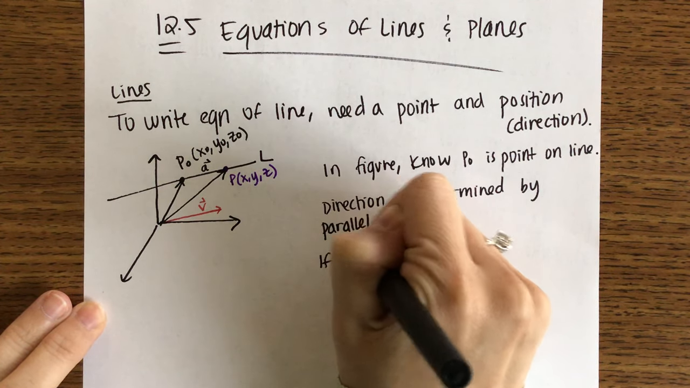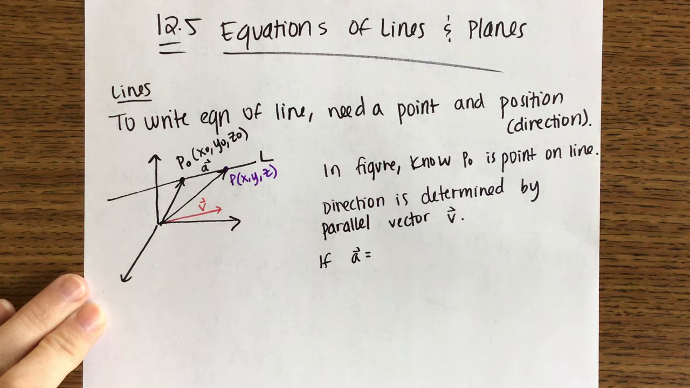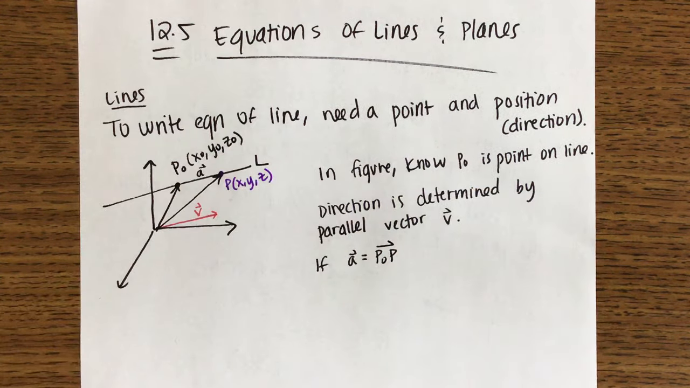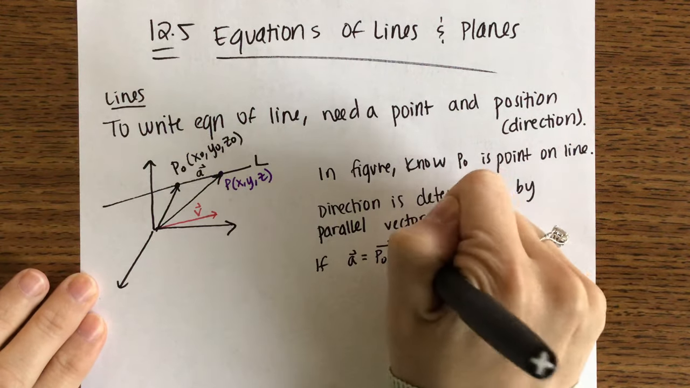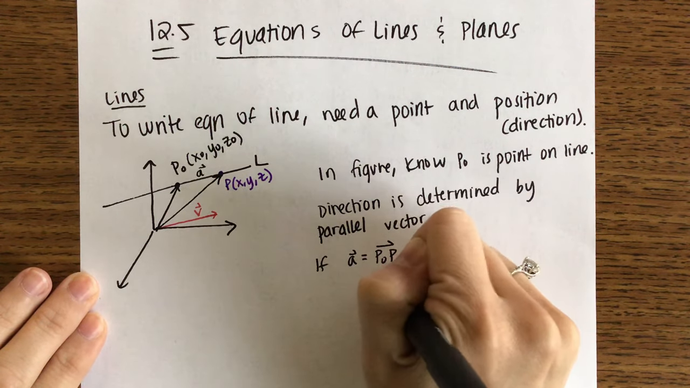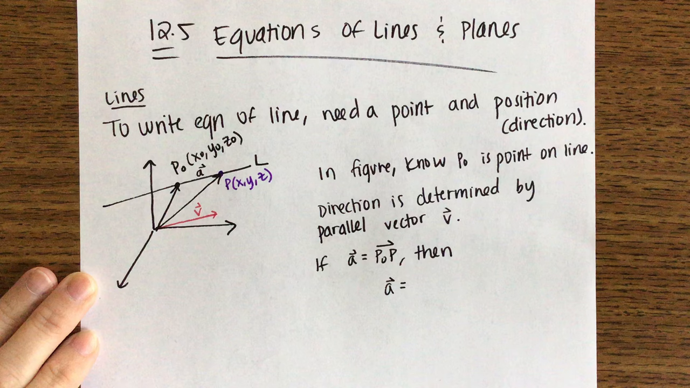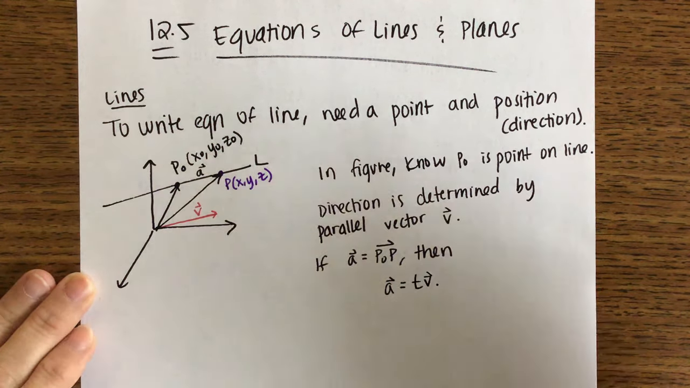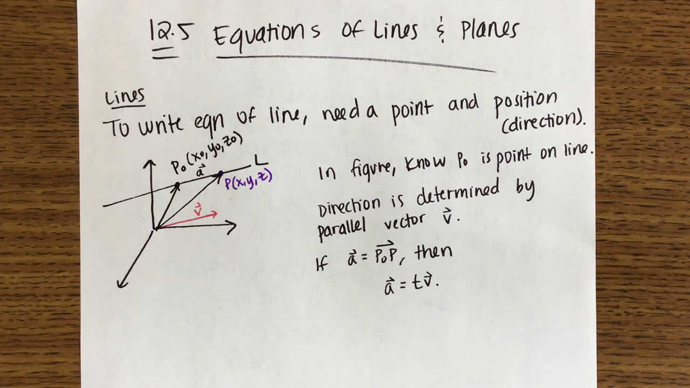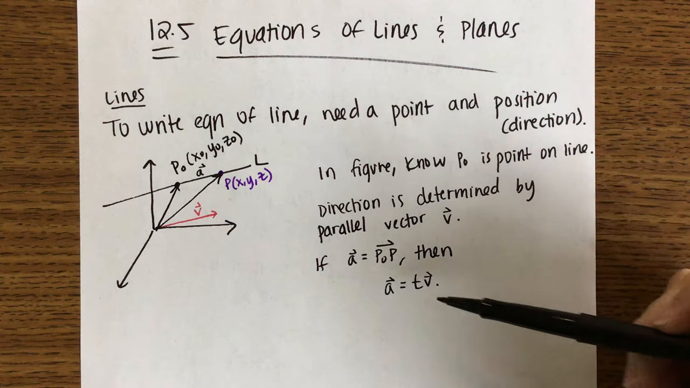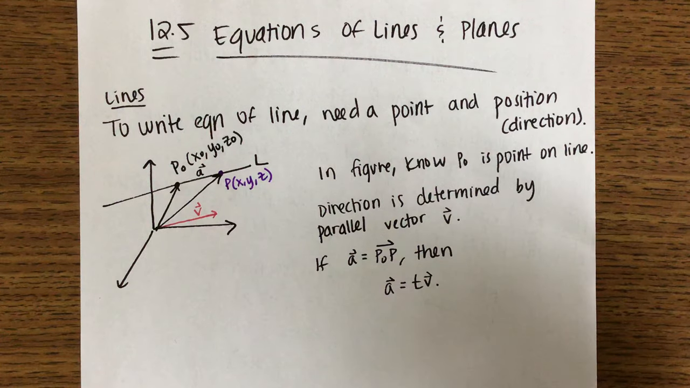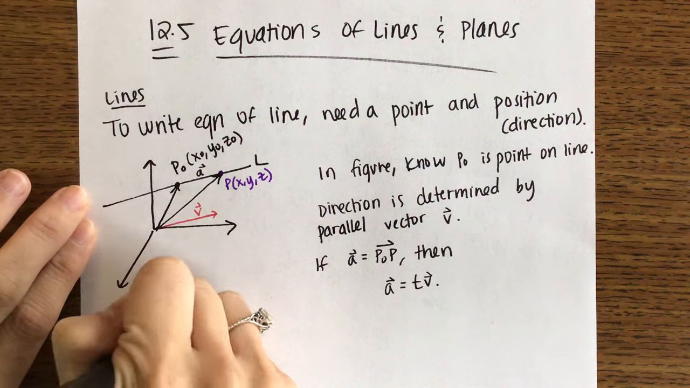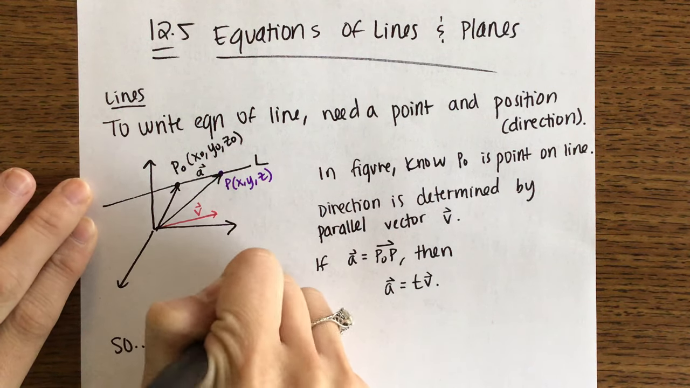So let's say A then, that A that I wrote in, that's a vector that starts at P naught and heads towards P. If that's the case, then another way to write A is T multiplied by V. They're parallel, so they have the same direction. Their only difference is their magnitude. So that's what the T accounts for. So this leads us to the vector equation of a line.